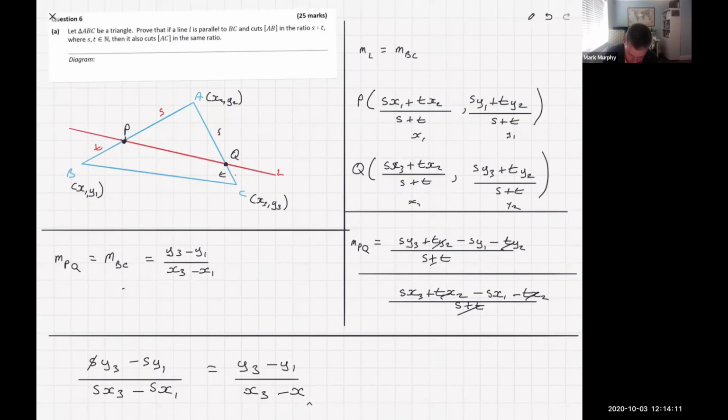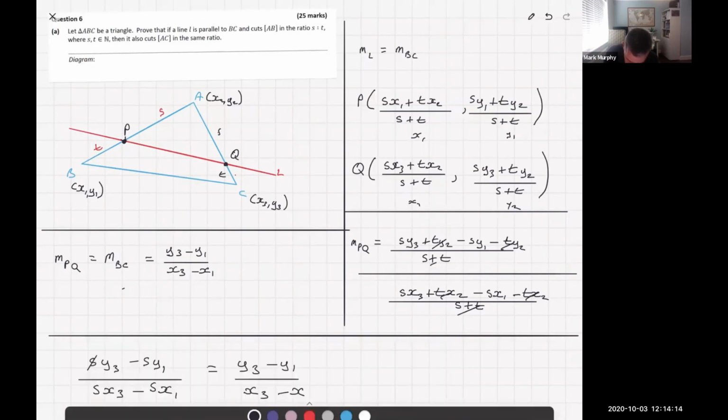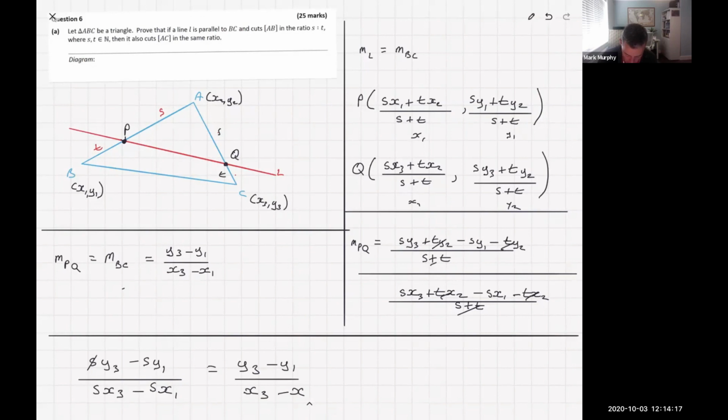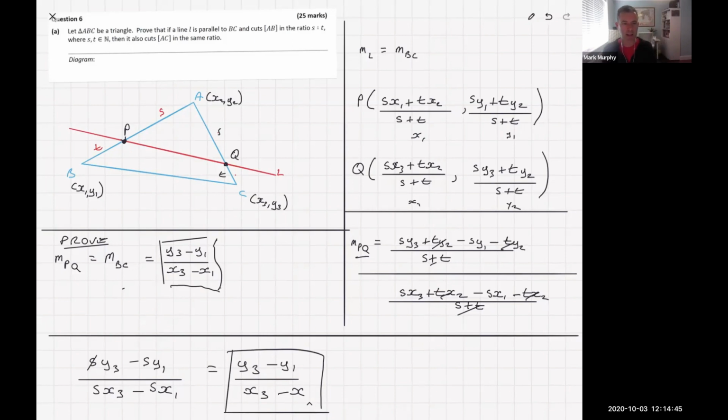Sorry, it's out of place there, but that's actually x1 there, right? Stop, I'll write it out again. So what I've just proved is what I wanted to prove: that MPQ is equal to MBC. We knew that MBC is equal to this. I went away over here and calculated MPQ, and in the end I got the same. Horrible question, isn't it? A lot of s's and y's and t's, but it just proves that they're the same. So by saying that, we can say that they're cut in the same ratio.